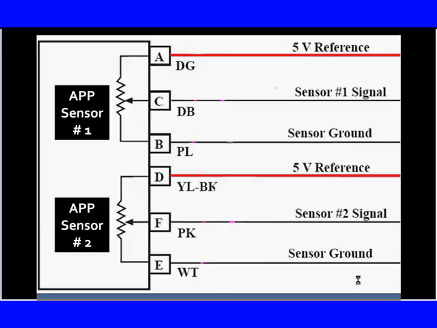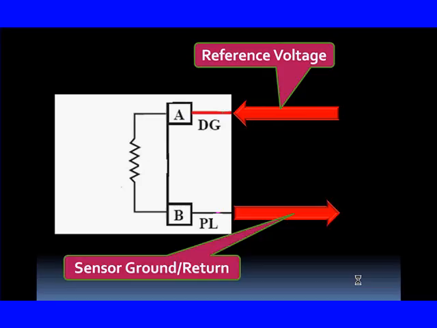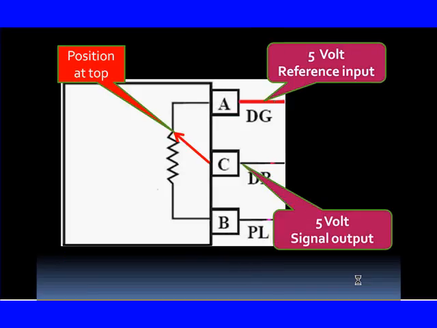If we look inside this particular one, we have two sensors, APP1 and APP2. They both have a 5-volt reference, they both have a ground, and they both have a signal. Let's talk about that. When we're going to worry about how the sensor's operating, we verify it has good reference voltage. We verify it has a good ground return. Then we judge the signal.